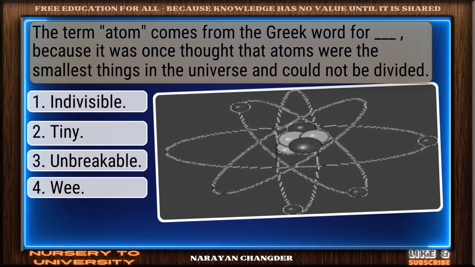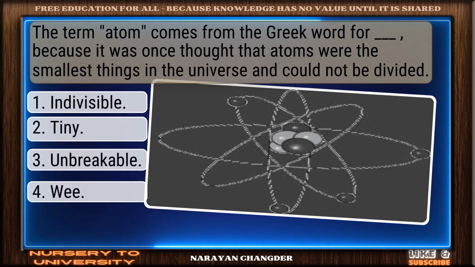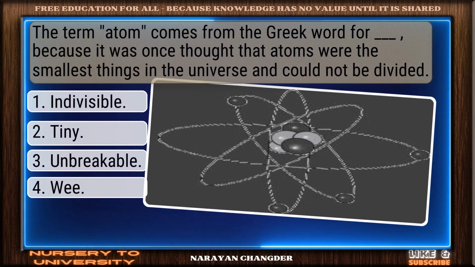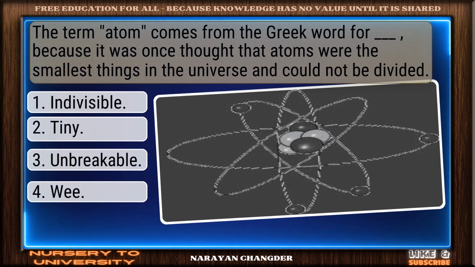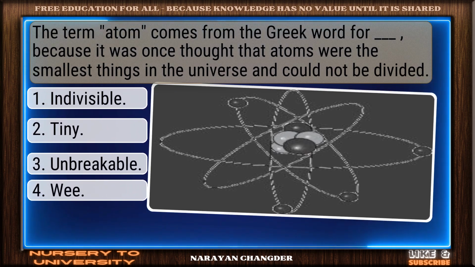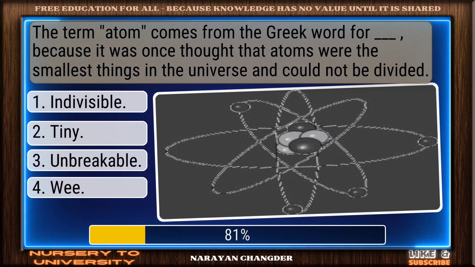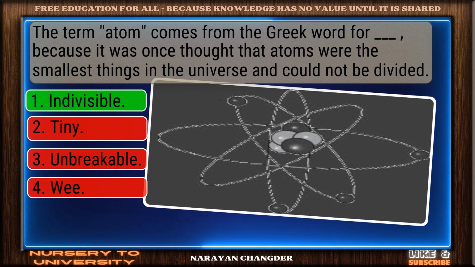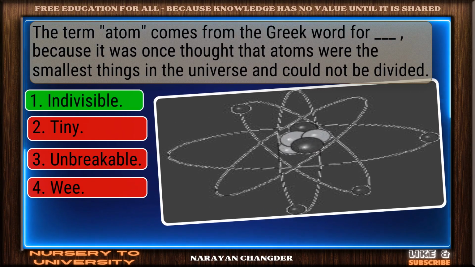Question number 2. The term atom comes from the Greek word for indivisible, because it was once thought that atoms were the smallest things in the universe and could not be divided. Exactly. Indivisible makes sense, and it is the right choice.